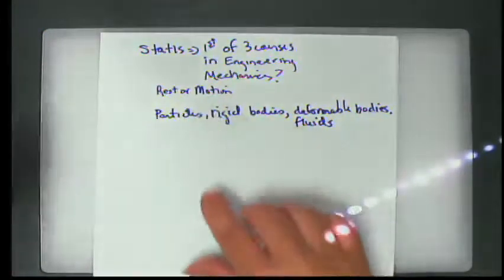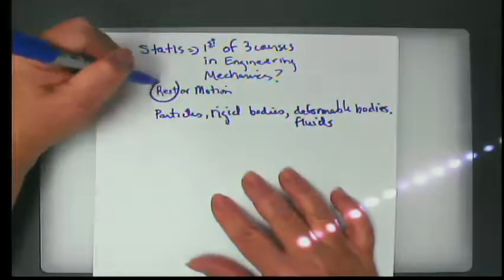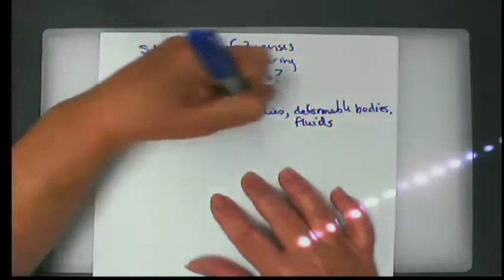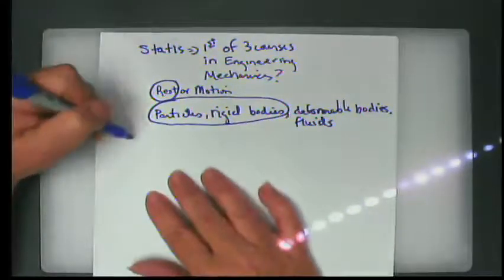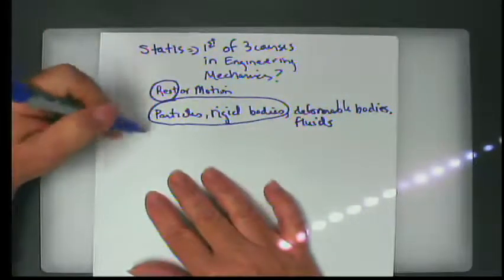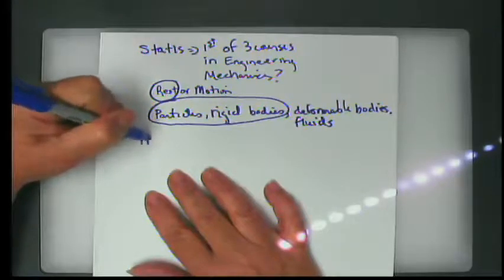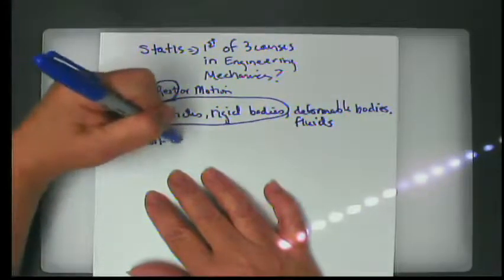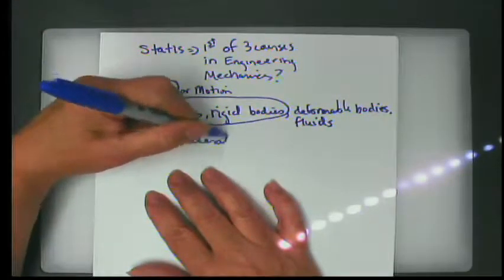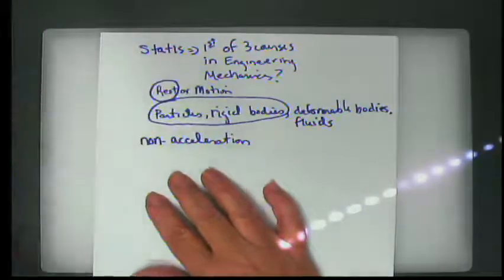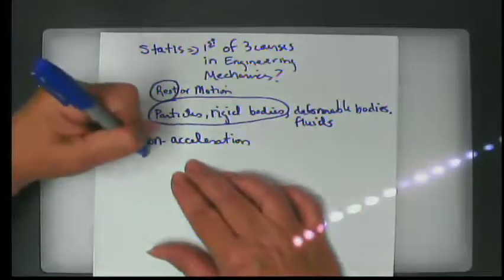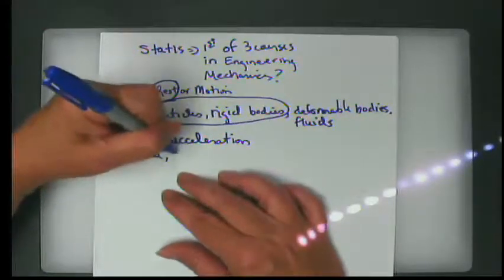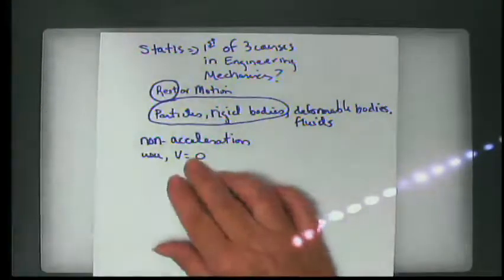But statics, we talk about particles and rigid bodies at rest. So in other words, if we do have any motion, the motion is non-accelerated. So that means we could have a constant velocity, but in general, statics talks about things where the velocity is equal to 0. So we're talking about things that sit still.